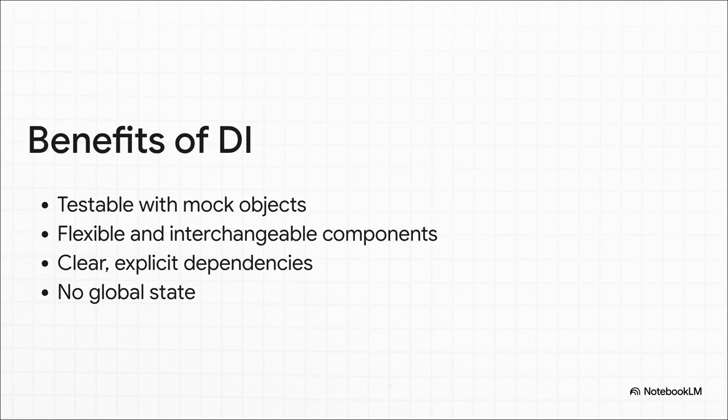He suddenly realized with dependency injection, you could easily swap in a fake mock printer for your tests without ever having to touch the real hardware. Components become flexible, your dependencies are spelled out crystal clear, and you completely eliminate the dangers of having this hidden global state that can mess things up.